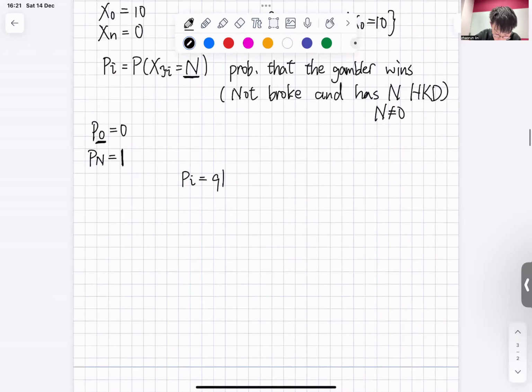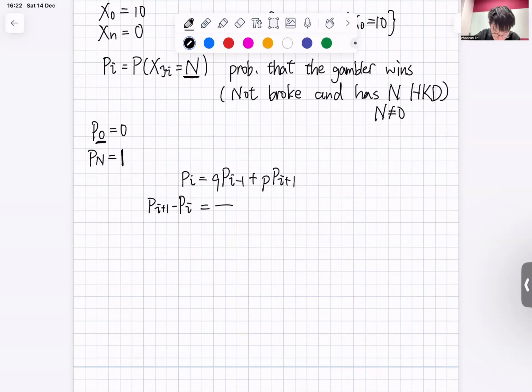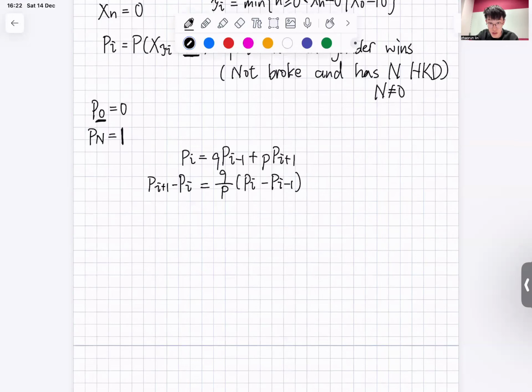So Q is the probability that we lose $1, and P is the probability that we gain $1. We can just rearrange the terms. P times (Pi+1 minus Pi) equals Q times (Pi minus Pi-1), so Pi+1 minus Pi equals Q over P times (Pi minus Pi-1). After rearranging the terms, we get this.